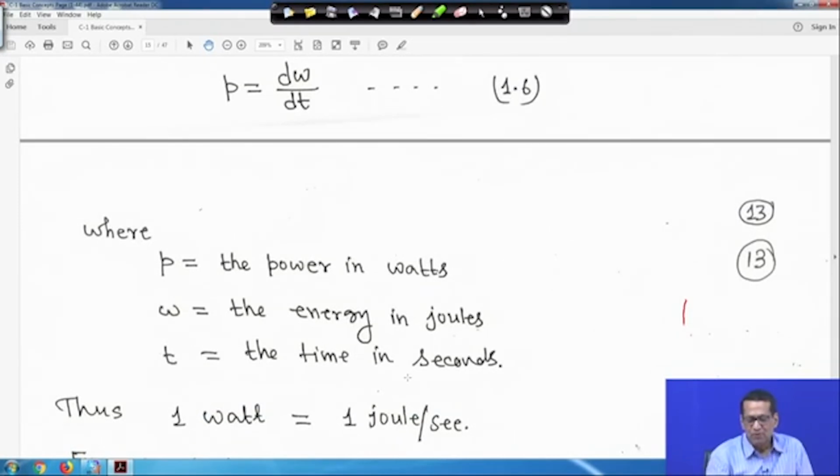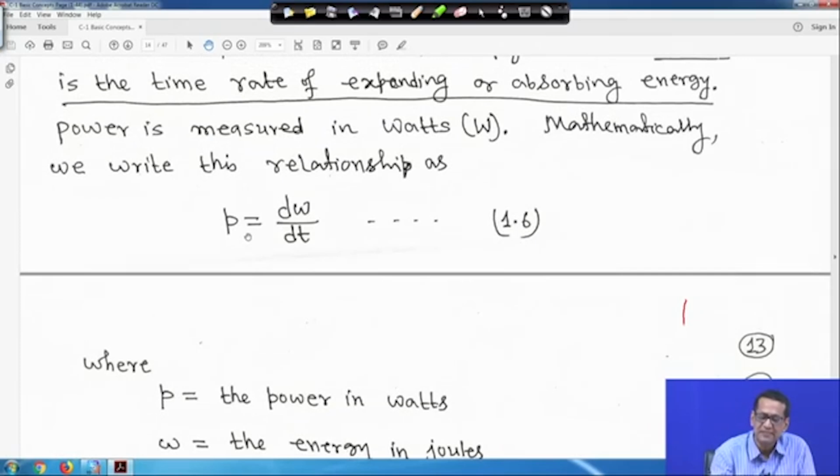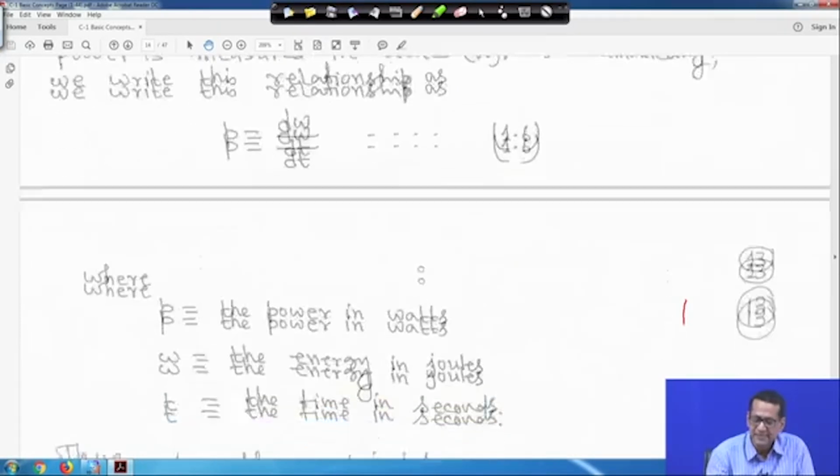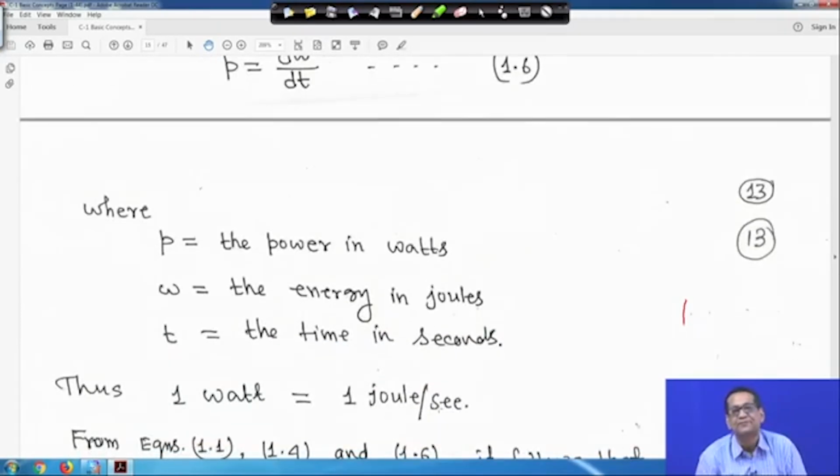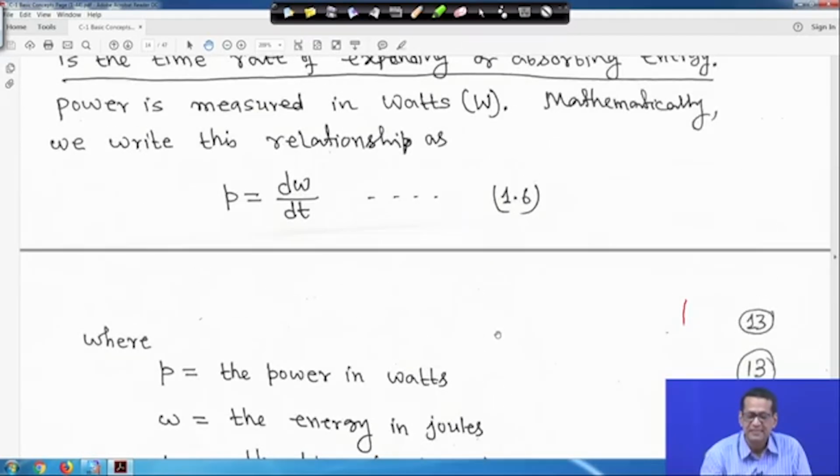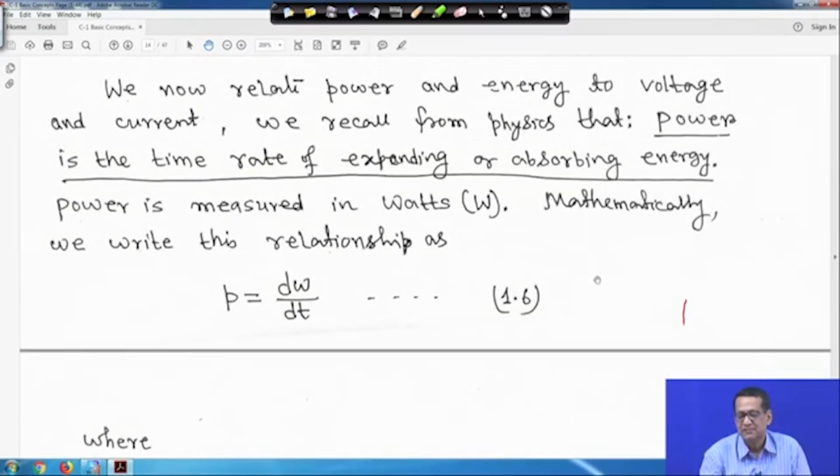Thus, from this equation, 1 watt is equal to 1 joule per second. Once again, power is measured in watts. Mathematically this is P equals dW by dt, and from physics the definition is that power is the time rate of expending or absorbing energy. Simply do not write that power is the time rate of energy, because that is not correct. Better you write that power is the time rate of expending or absorbing energy.